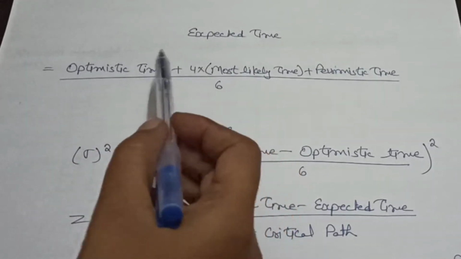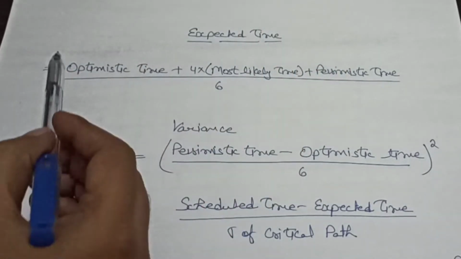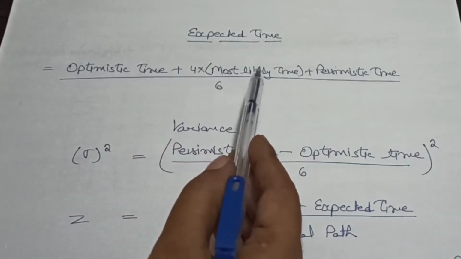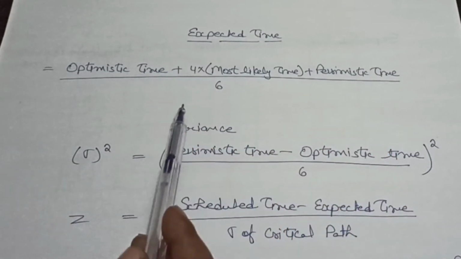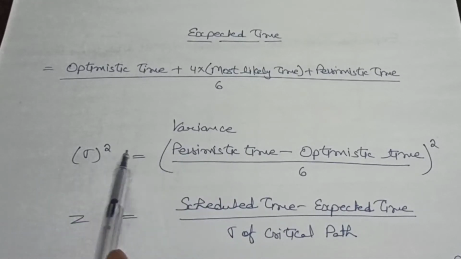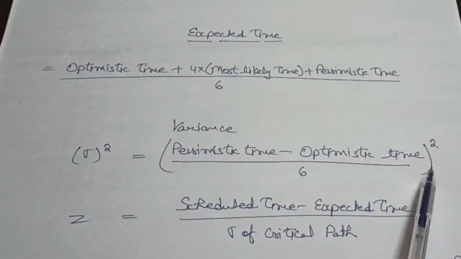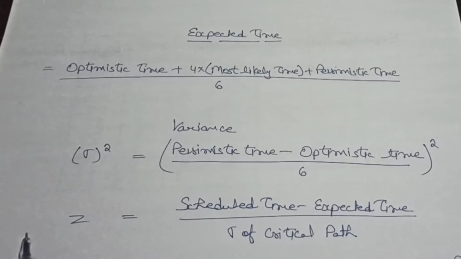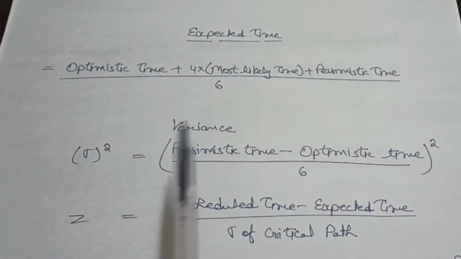First of all, I will tell you about the formulas. For expected time, the formula is optimistic time plus 4 into most likely time plus pessimistic time, divided by 6. For variance, standard deviation squared is equal to pessimistic time minus optimistic time divided by 6, whole square. For calculation of Z value, schedule time minus expected time divided by standard deviation of critical path. So these are the formulas. You can take a screenshot of this page so that you can learn these formulas.